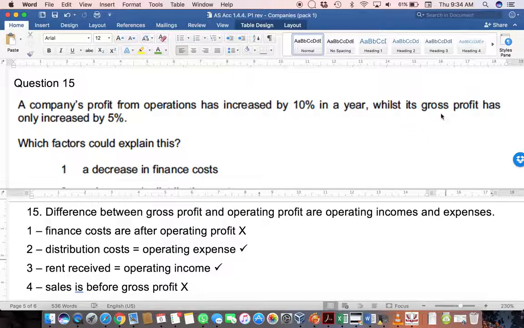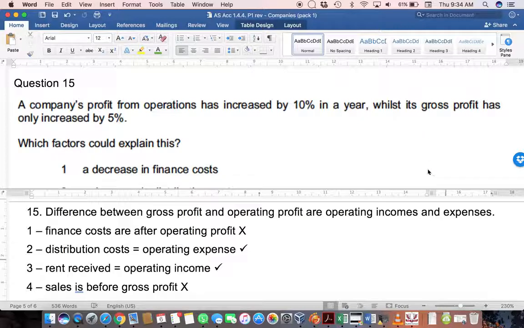So the first thing you need to do is have a look and see what is the difference between these two. Well, at the top of your statement of income, you would have sales and cost of sales gives you your gross profit. And then below that, you would show your operating income and your operating expenses to get your operating profit. So the operating profit would sit down here somewhere, and it would then be followed by your investment income and finance costs.